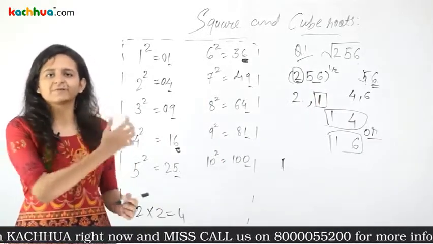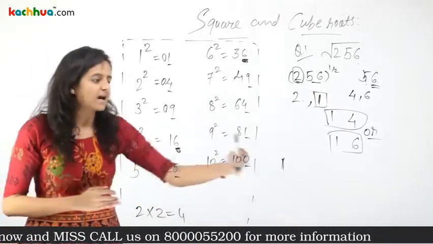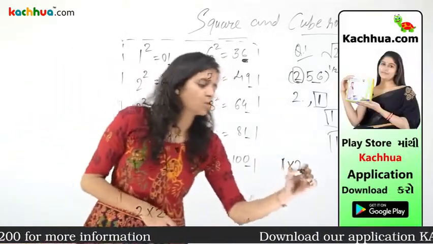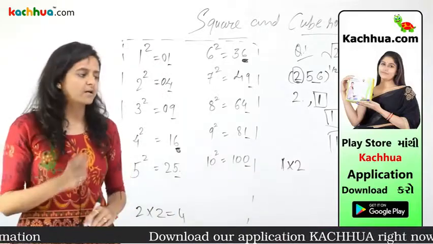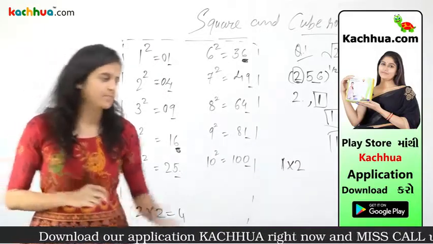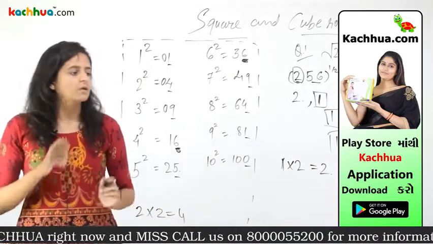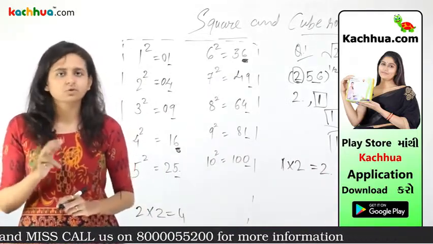In 1, 2, 3, 4, 5 up to infinite. After 1, which number is there? It is 2. So you have to multiply 1 with 2. So it is 2. Correct? 1 into 2, that will be 2.